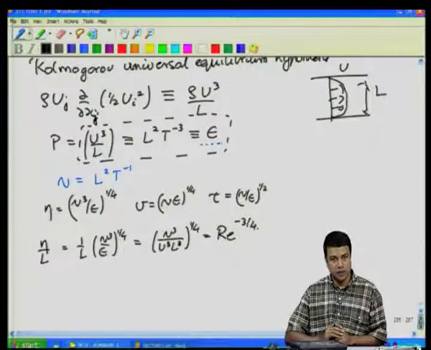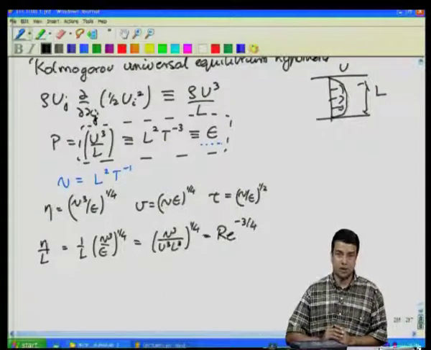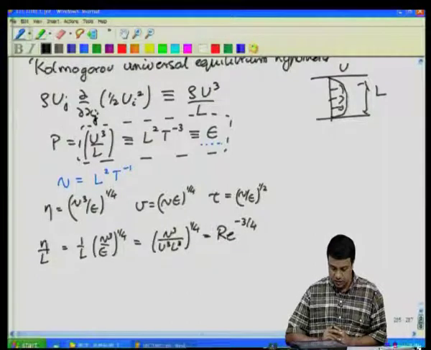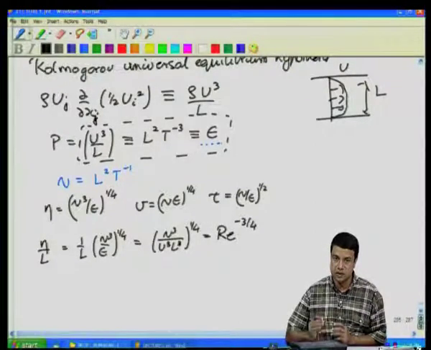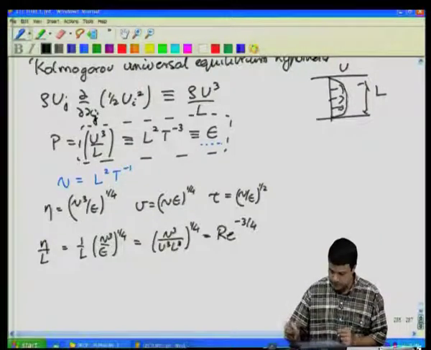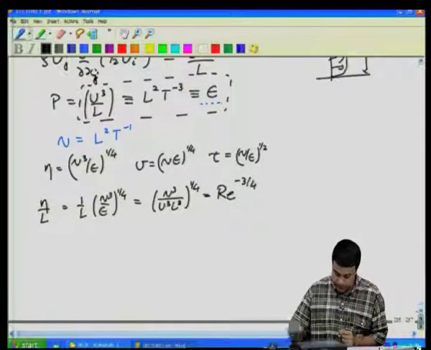So, clearly the microscopic length scale is much smaller than the macroscopic scale. It goes as Re power minus 3/4. This is in the limit of high Reynolds number. So, clearly in the limit of high Reynolds number, this goes as Re power minus 3 by 4, which means that the smallest length scale is much smaller than the macroscopic scale.